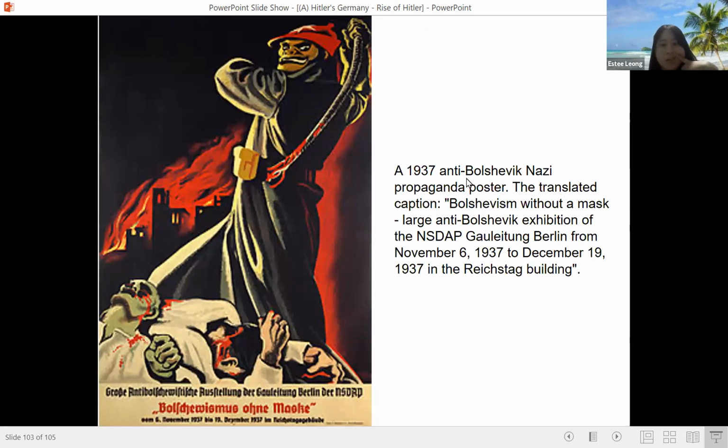1937, anti-Bolshevik, Bolshevik referring to communist, propaganda poster. They painted the ideology of communism as a monster. It's a monster that will attack the people.